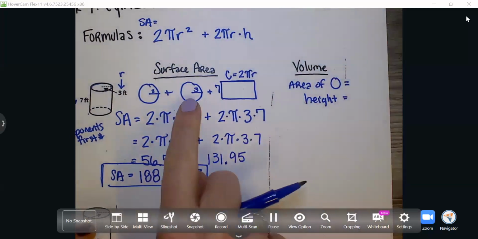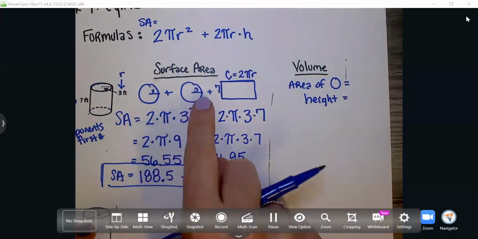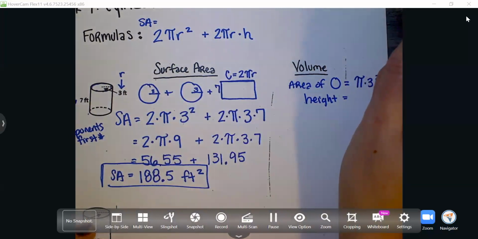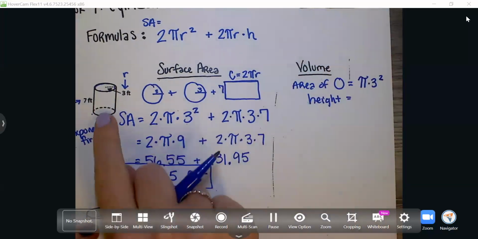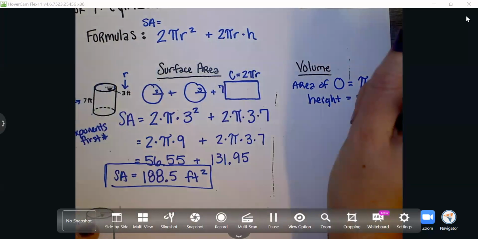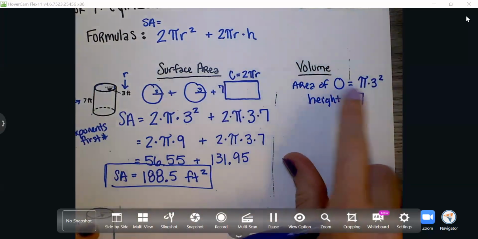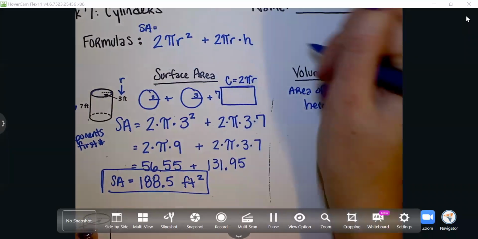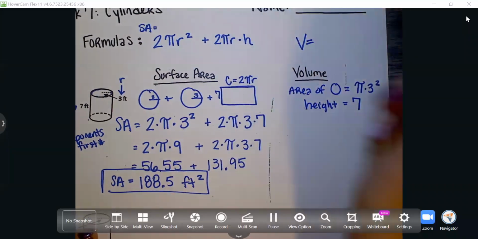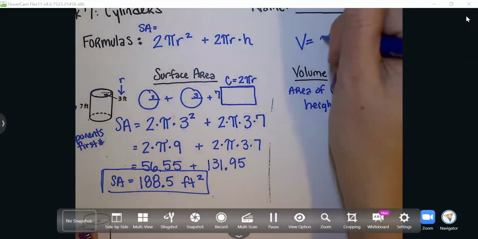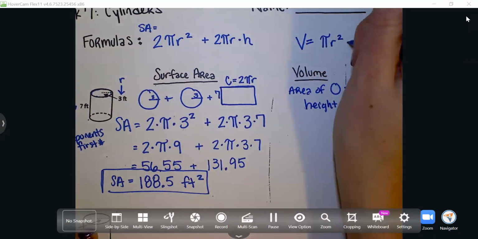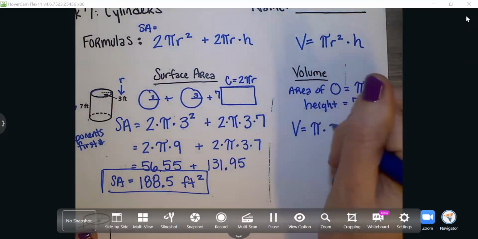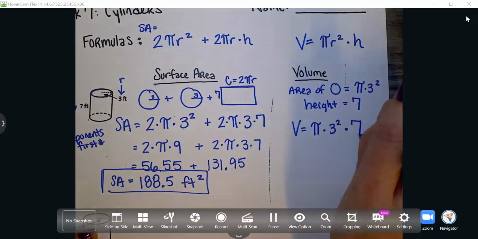The nice thing is my area of my circle is that equation, pi r squared, pi times 3 squared. And my height, the height going up my cylinder, is 7. So pi times 3 squared times 7. So my volume, if you want to write a nice formula up here, is really just pi r squared times your height. So my volume is pi times 3 squared times 7.